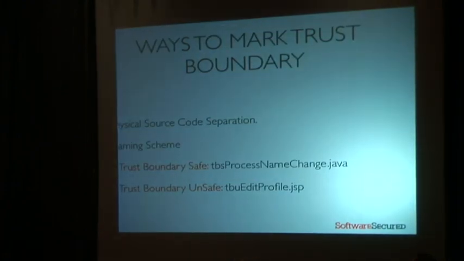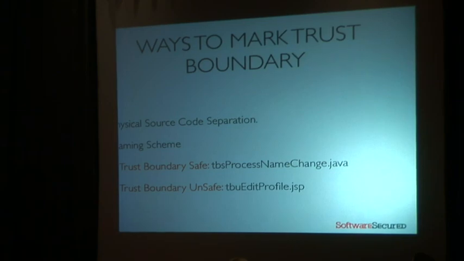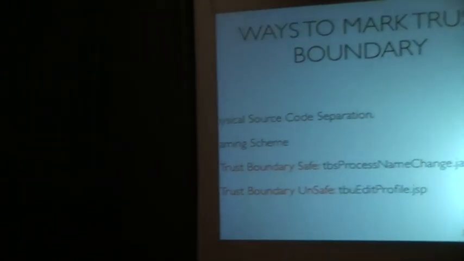So it looks good on paper, but I'm a developer, and I get a patch. How do I know that this is inside the trust boundary or outside the trust boundary? So these are suggested ways to make it easier for developers to get an idea of whether I need to look at this code closely or not.